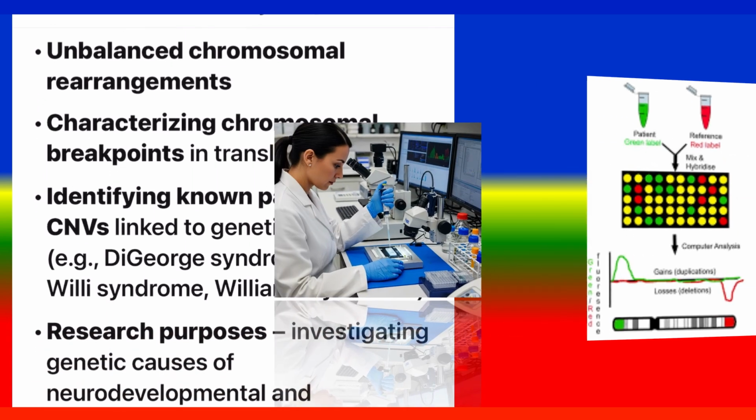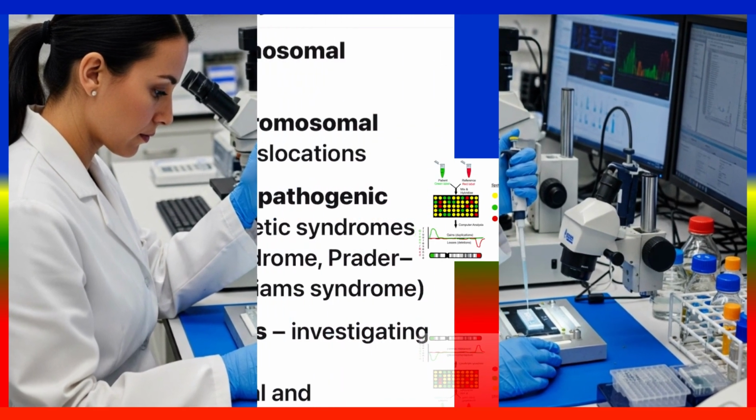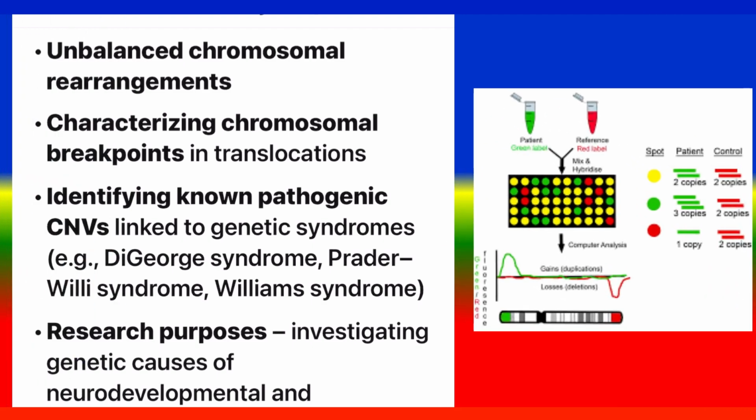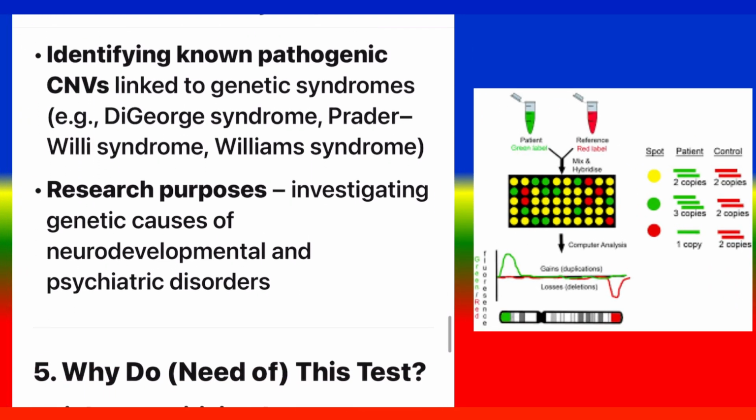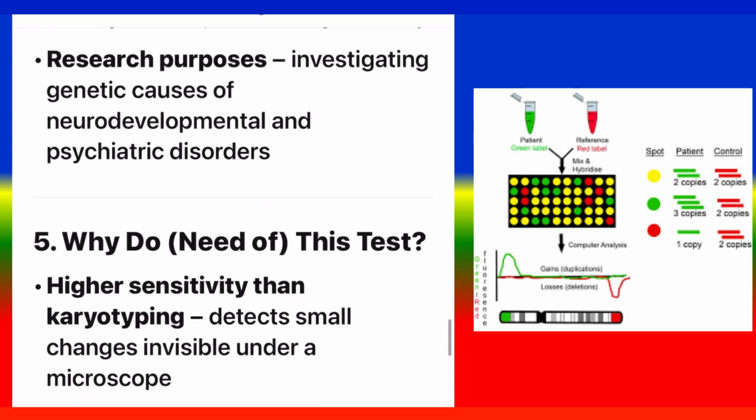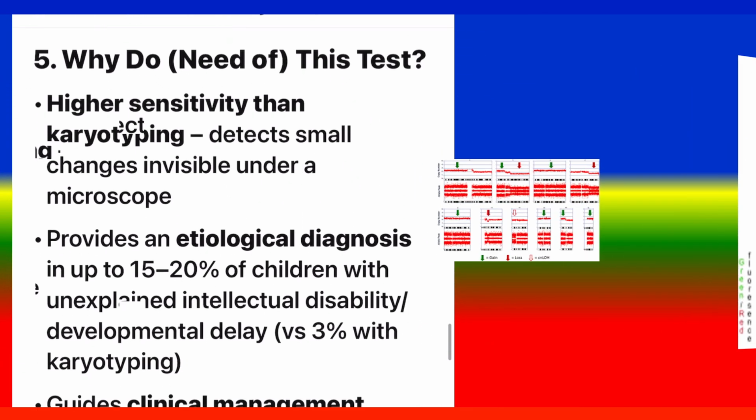4. Uses. CMA is mainly used for detection of copy number variations, CNVs, microdeletions, microduplications, unbalanced chromosomal rearrangements, characterizing chromosomal breakpoints and translocations, and identifying known pathogenic CNVs linked to genetic syndromes, e.g., DiGeorge syndrome, Prader-Willi syndrome, Williams syndrome. Research purposes: investigating genetic causes of neurodevelopmental and psychiatric disorders.